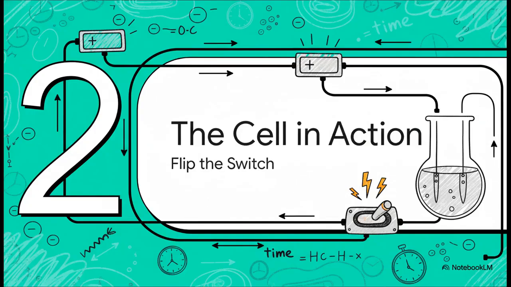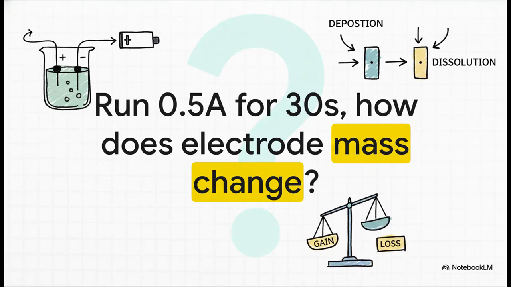All right, enough with the theory. We've figured out what should happen. Now let's see what happens in the real world when we actually connect the circuit and let this thing run for a while. This is where the chemistry gets real, where you can actually see or measure a change. We let a current of 0.5 amp flow for 30 seconds. What physically happens to our electrodes? Does one get heavier? Lighter?